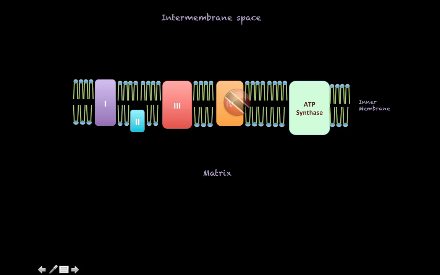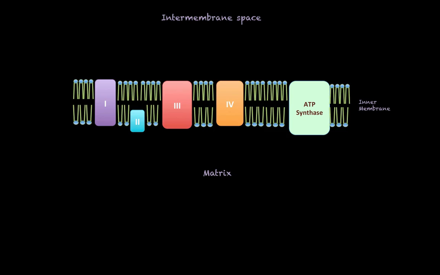Now, spanning or inside of the inner membrane, we have the electron transport chain. Now the electron transport chain comprises 4 complexes. Complex 1, 2, 3, and 4. Now complexes 1, 3, and 4 span the inner membrane. Complex 2 is embedded in the inner membrane. And on a side note, complex 2 is really succinate dehydrogenase complex, which is also part of the TCA cycle.